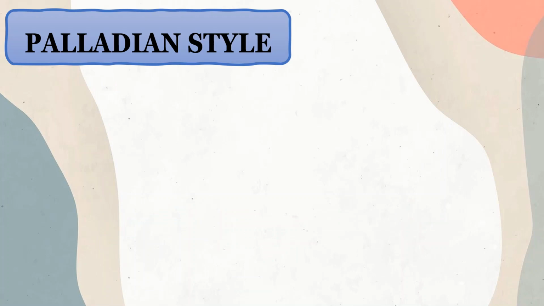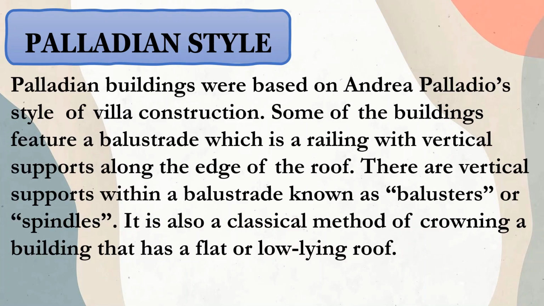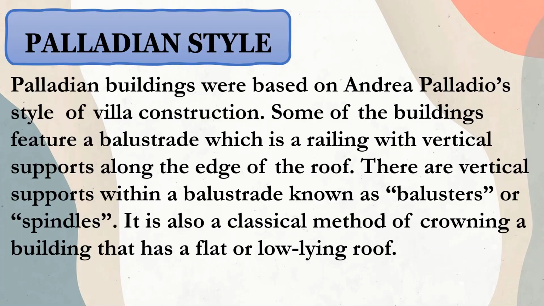Another style is called the Palladian style. Palladian's buildings were based on Andrea Palladio's style of villa construction. Some of the buildings feature a balustrade, which is a railing with vertical supports along the edge of the roof. There are vertical supports within a balustrade known as balusters or spindles. It is also a classical method of crowning a building that has a flat or low-lying roof.